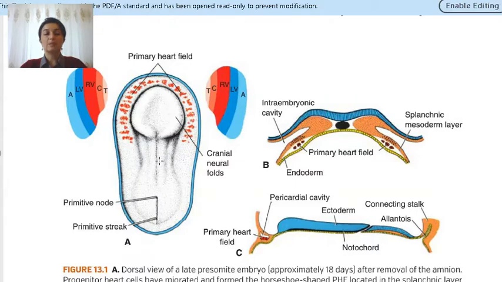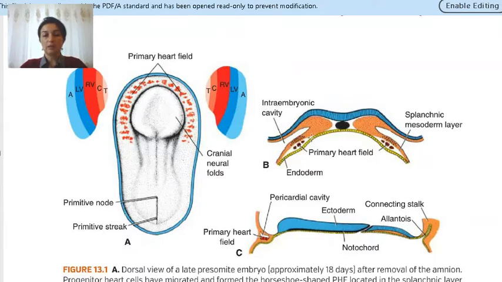From here the cells begin their migration, and they migrate to the lateral mesoderm, to the splanchnic layer of the lateral mesoderm. Exactly, they will reside in the anterior region of the embryo, which is anterior-most to the location of the neural folds. Here that will be the primary heart field. And from these cells will develop further the chambers of the heart.